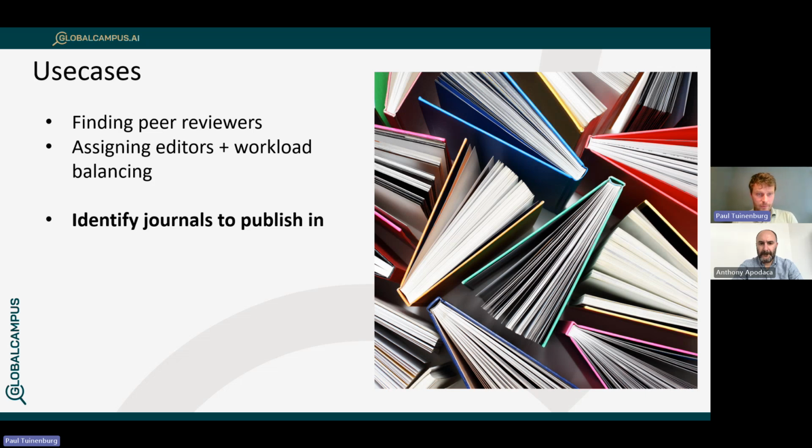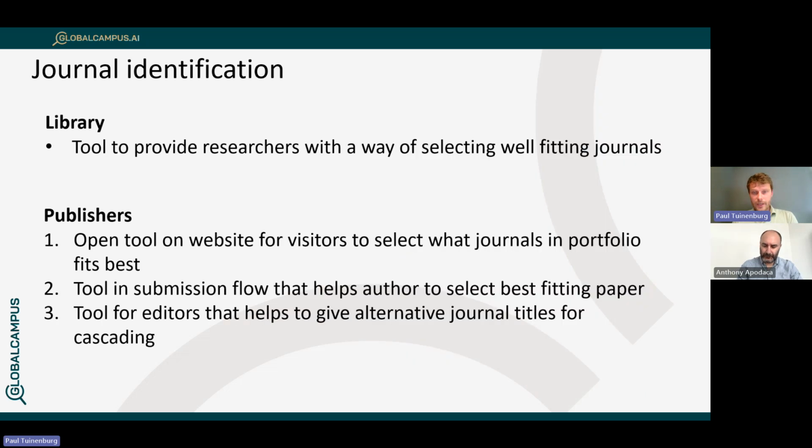But the first use case, the one we will focus on today, is basically to identify journals to publish in. Within this use case, there are a couple of routes to use it. One way would be within the universities or the libraries, where it serves as a platform or tool for researchers to select any journal they could publish in, based on what this journal previously published. And on the side of the publishers, there are a few points in the workflow where this could be beneficial.